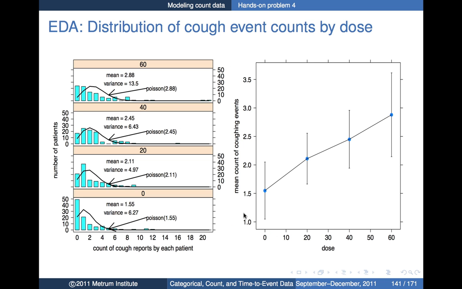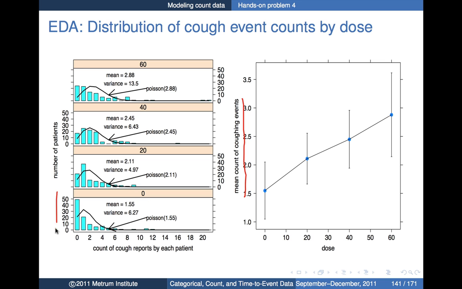Maybe actually start with the right-hand side here. Here I've plotted the mean count of coughing events, just taking the mean over the various patients, and you can see here it's going up from a mean of about 1.5 for the placebo group up to not quite 3 here for the 60 milligram group, and it appears to be going up in an approximately linear fashion as the dose goes up. The left-hand side is a visualization of how those counts are distributed across the patients.